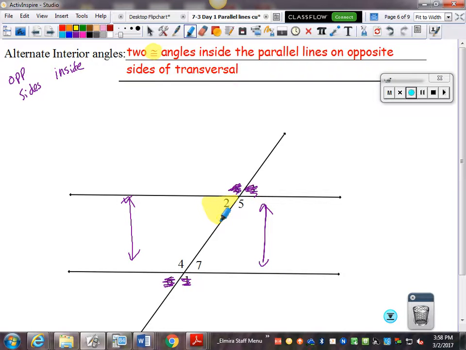also remember acute versus obtuse. Angle 2 is acute, it's less than 90. 5 is obtuse, so it's not congruent to 2. 4 is obtuse, it is not congruent to 2. 7 is acute. So 2 and 7 are on opposite sides of the transversal and inside the parallel lines, and they are congruent.